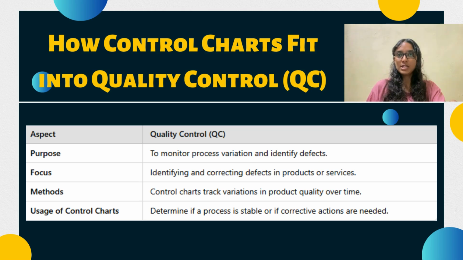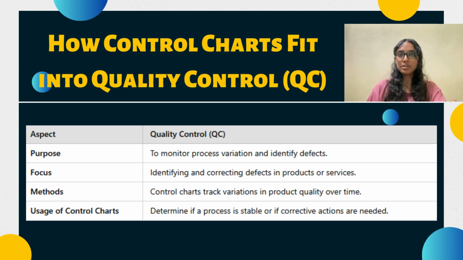The purpose of control charts in QC is to monitor process variations and identify defects. Control charts track product quality over time, helping to identify when the process may be going out of control. The goal is to ensure that the final product meets the quality standards by identifying issues early and making necessary corrections. In QC, the focus is on identifying and correcting defects in a product or service.